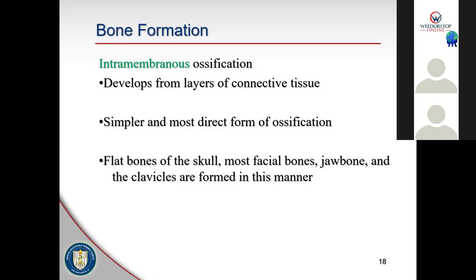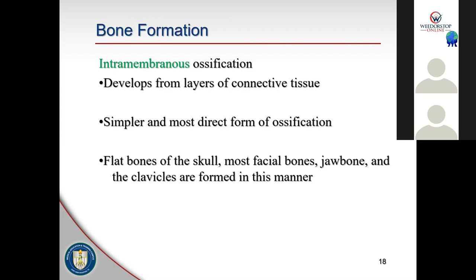So intramembranous ossification normally develops from layers of connective tissue. You have a lot of different connective tissue coming together because those are all membranes. That's how a bone is formed. They are very simple, and it is the most direct form of ossification that you see in the human body. Some examples of bones formed by the intramembranous ossification process would be flat bones. We all know there are a lot of flat bones, mainly located in the skull.